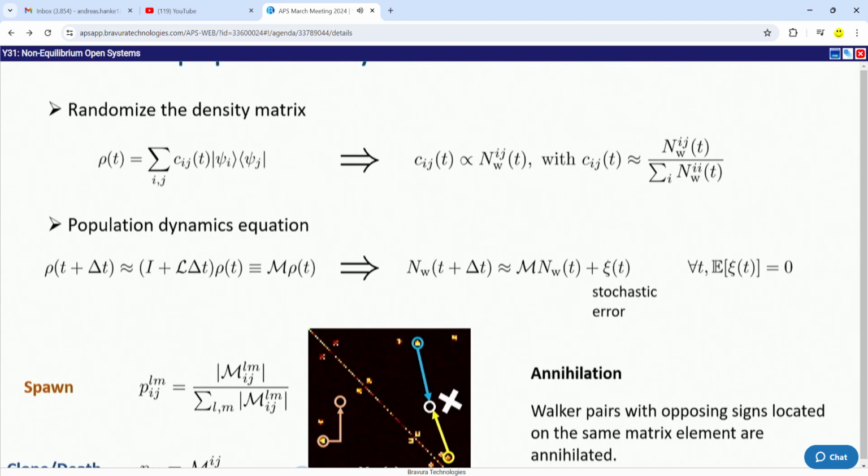One crucial step to negate the sign problem is what we call annihilation. If you have two workers of different signs, which we denote by different colors, and they happen to land on the same site, we just annihilate them. This means that we explicitly handle the sign problem at every time step in our calculation.